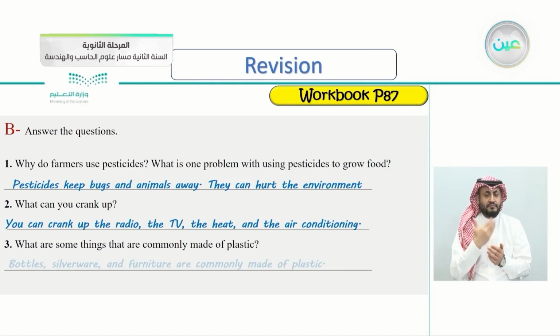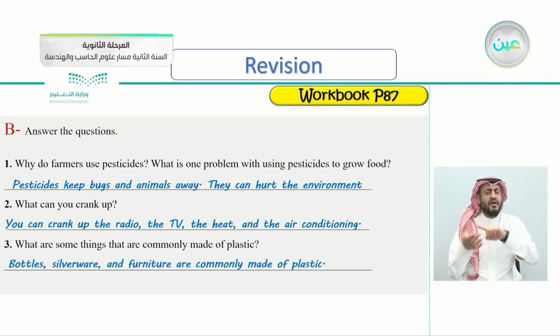Let's check the answer here together. Bottles, some silverware, and some furniture are commonly made of plastic. So silverware, bottles, and furniture, sometimes they are made of plastic.